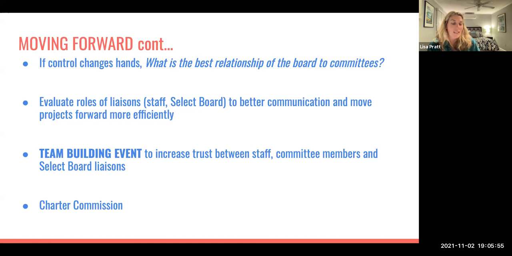And somebody in the community that I spoke to suggested a bowling league. People get together. I'm not sure if that's the right mechanism, but doing something to increase communication and trust to build that team is really important as we move forward. And then also, I think that we need to think about a charter commission and see if the charter commission wants to reevaluate committees.